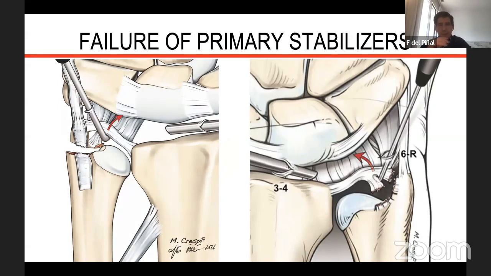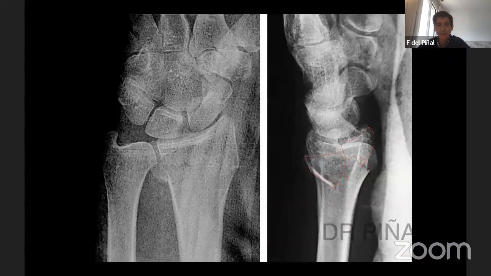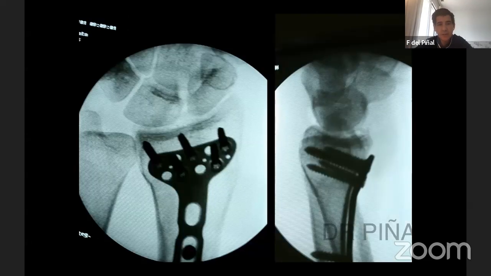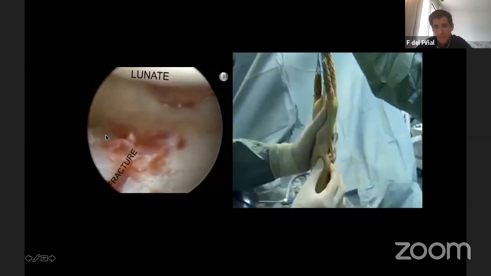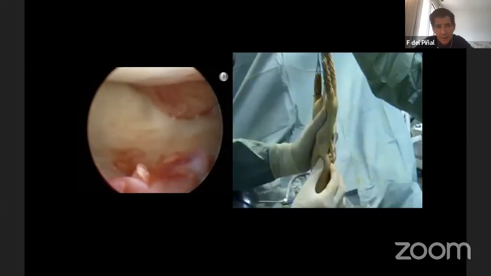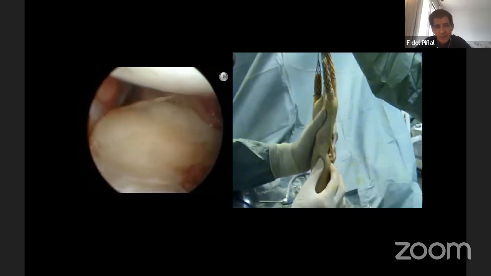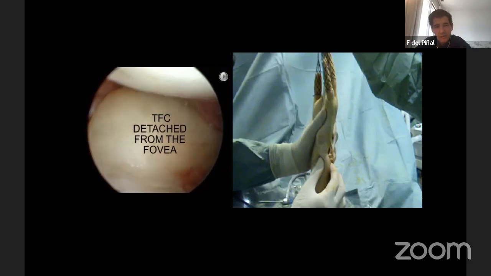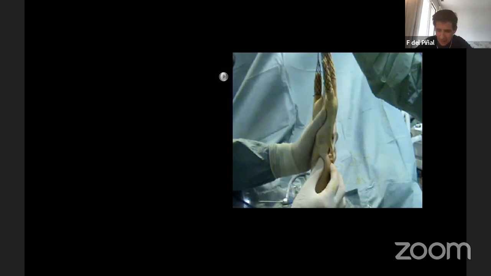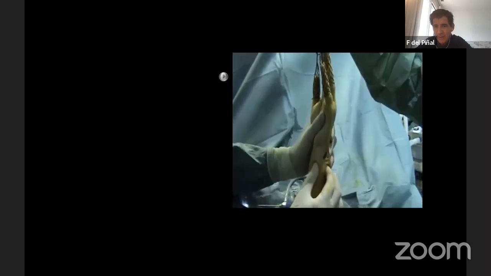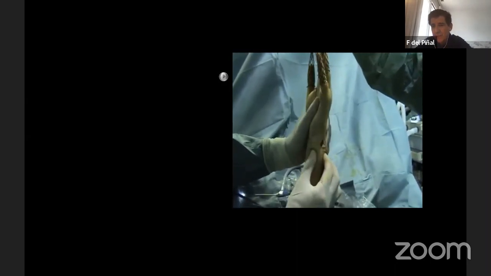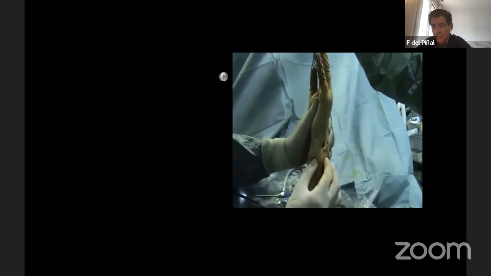But sometimes there is a failure of the primary stabilizer, and I will show you now one case where this radius fracture has not even a chip fracture. The tip is intact, but the important thing to me is not what I see in the scope, which, as Jeff has just pointed out, is a detachment from the fovea. The important thing is the clinical part: after the distal radial fixation, the patient still has instability of the distal radioulnar joint.